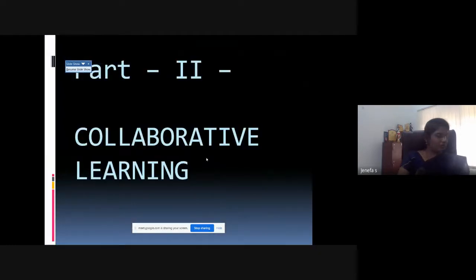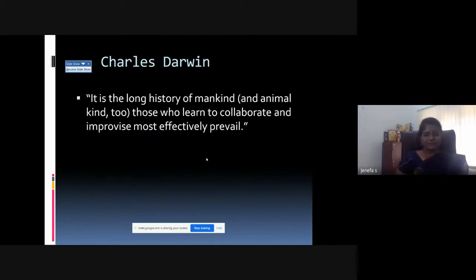Now I will move on to the collaborative learning components. The great evolution theorist Charles Darwin has said that in the long history of mankind, and animal kind too, those who learn to collaborate and improvise most effectively prevail. So it's a very tough situation. We need to prevail, we need to survive, right? For that, we need to learn to collaborate.